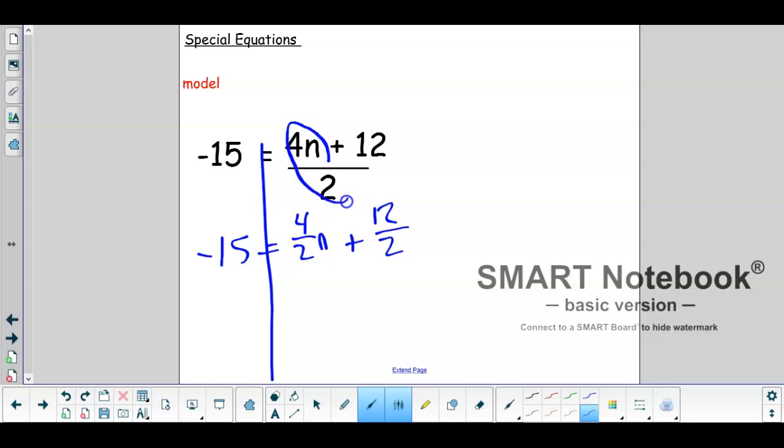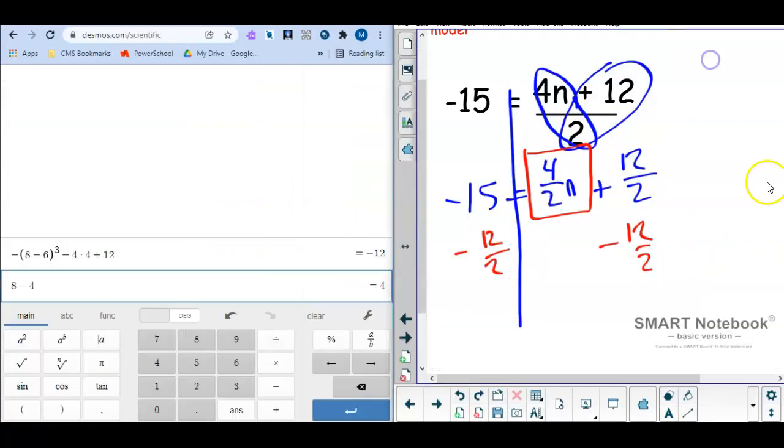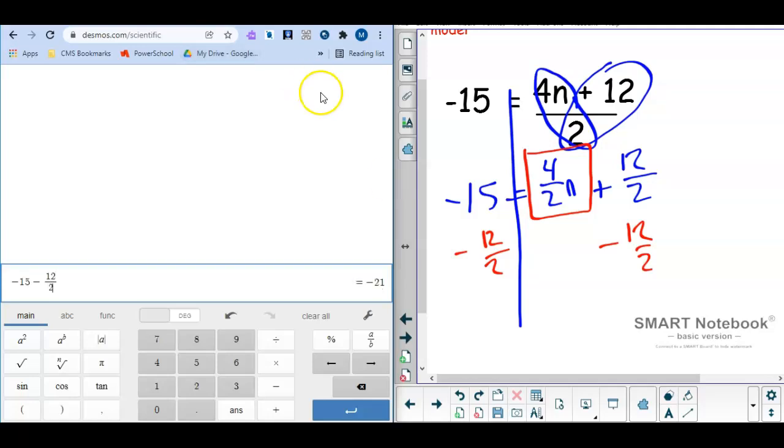All I did was take the numerator and denominator of my complex fraction and break it into 2 parts. From there, the problem's set up and we're able to solve it. Even though it's fractions, we know the steps. To get rid of a plus 12 over 2, I subtract 12 over 2. I'm going to use my Desmos calculator for any hard math, like -15 minus 12 over 2. I would not want to do that in my head. My calculator says -21. Made it easy for me.